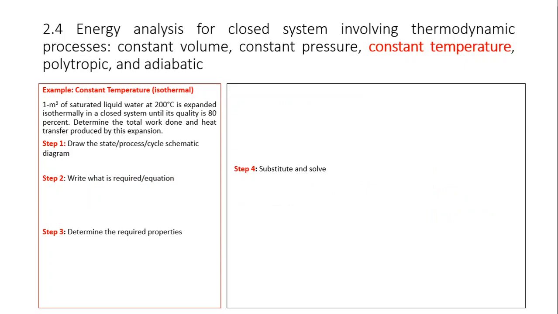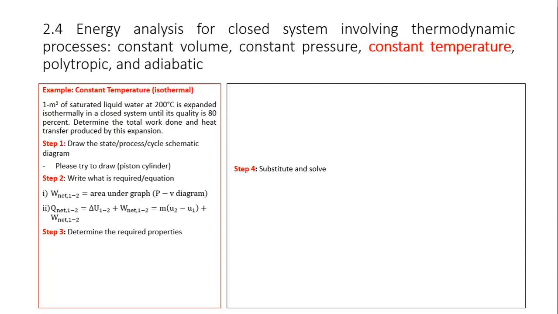Okay, now let's go through the second example. You can pause the video to read and understand the question. For step 1, please try to draw and label the schematic diagram. You can use the piston cylinder device as the system. For step 2, for the boundary work, since the substance is water, we have to sketch the PV diagram first, and from the PV diagram, we can calculate the boundary work for this process. For the amount of heat transfer, we will apply the first law energy equation. But first, please be careful not to cancel the equation for delta U because now the substance is not a gas.